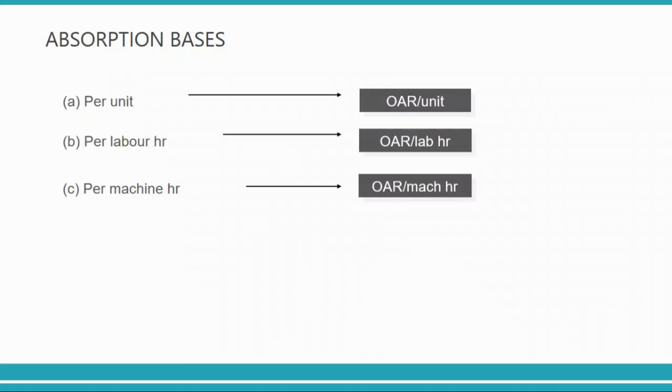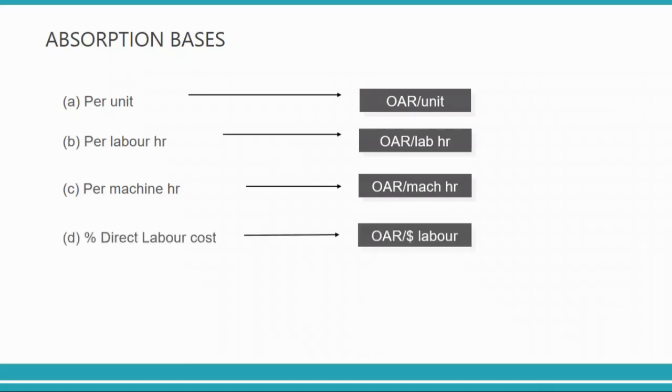You will see in your question, if machine hours are more, you will take the activity level based on machine hours. If in the question labor hours are more, you will divide by labor hours. So whichever activity is greater, whichever activity is bigger, you will take that activity as your absorption base. You could also do it as a percentage of direct labor cost. We will do some questions on that.